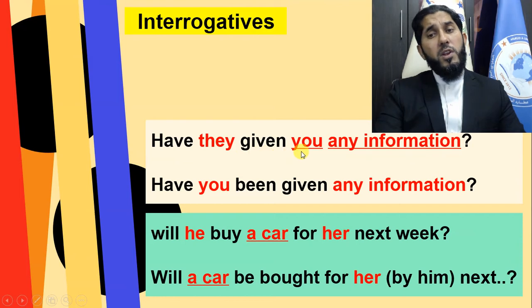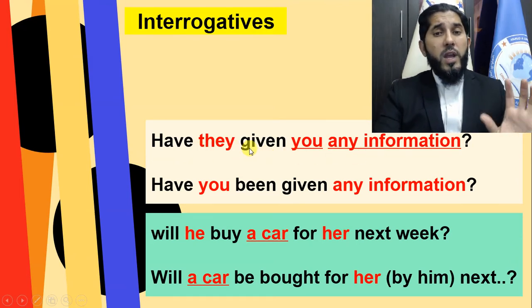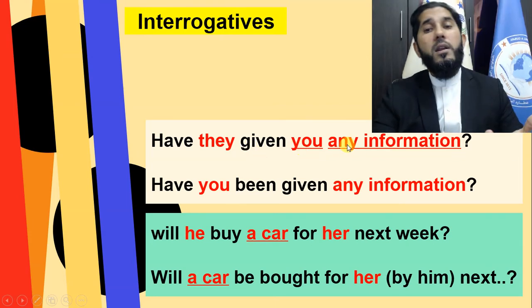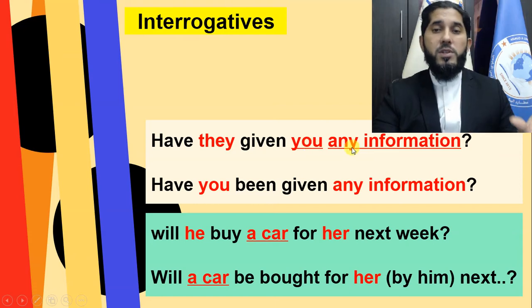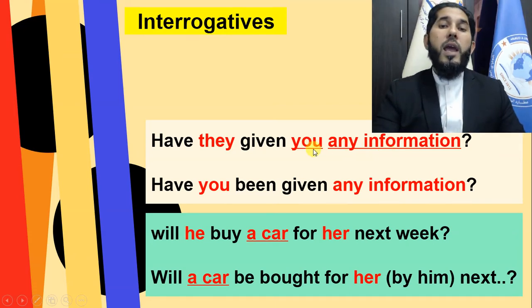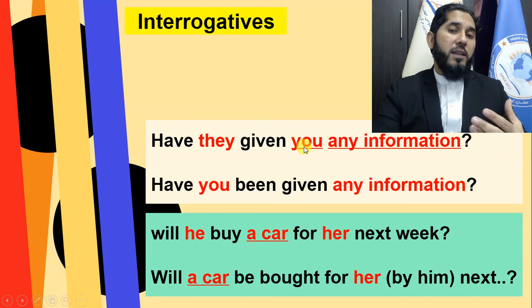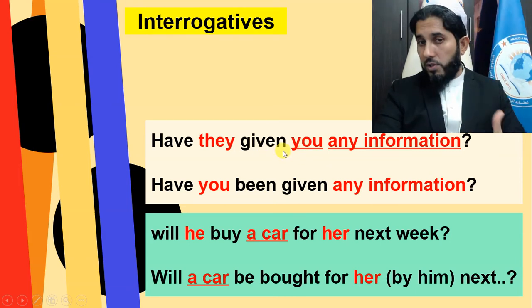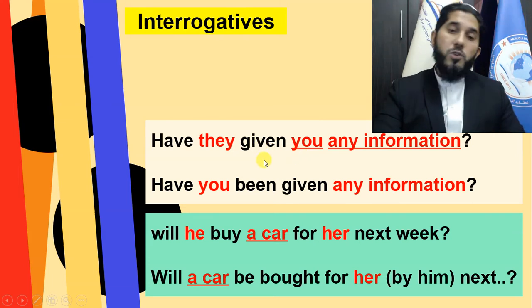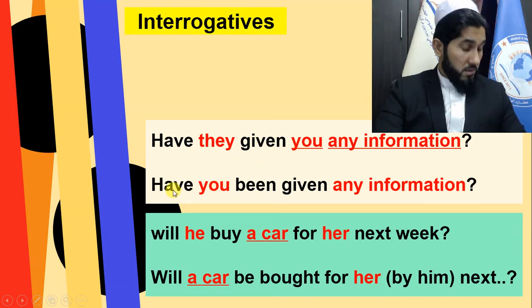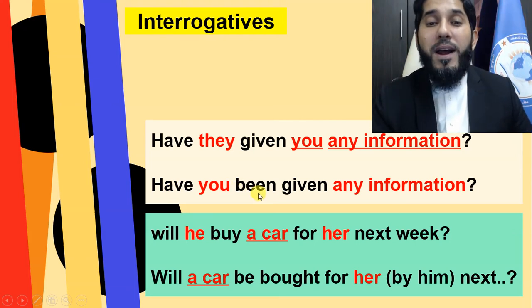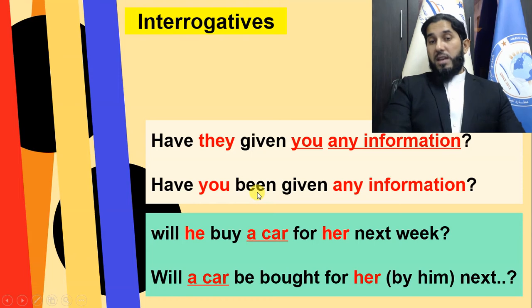Have they given you any information? So now give is also a double transitive verb. It takes two objects, like you and information. So you is the indirect object, and information is the direct object. Now, because the indirect object you comes first in your active sentence after the main verb, that should be the subject of a passive sentence, okay?